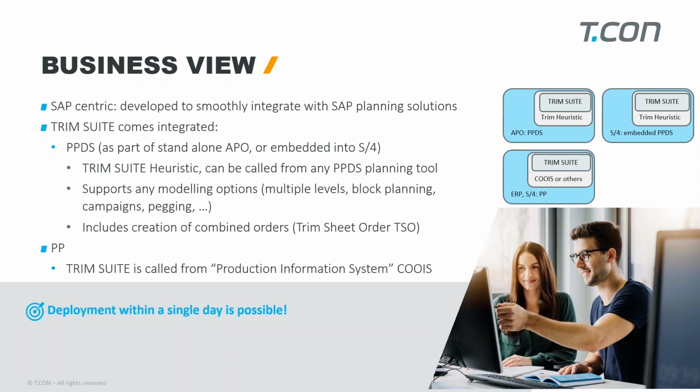So to summarize, Trim reduces to what it is in real life. It's a quite complex function, but it's a function that needs to be executed within the planning process by the planner. And by using Trim as a heuristic in PPDS, Trim is nothing else but just a planning function. There is no big integration project. There is no system break. It's just calling a feature of the planning tool.